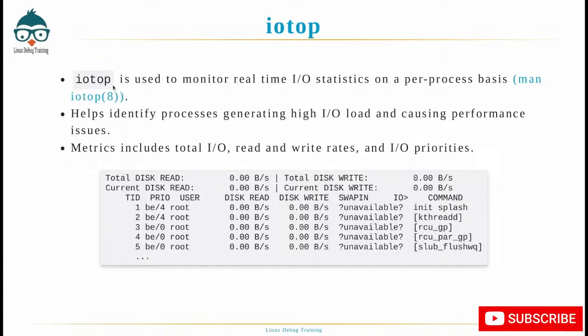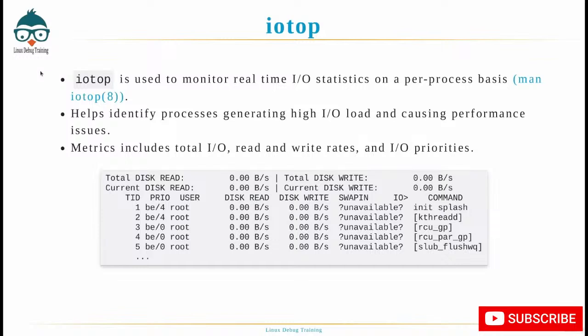The iotop tool is used to monitor real-time I/O statistics on a per process basis. It helps identify the processes generating high input-output load and causing performance issues. iotop metrics include the total I/O, read and write rates, and the I/O priorities.